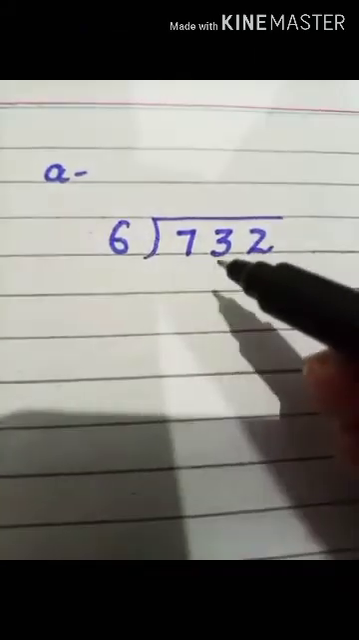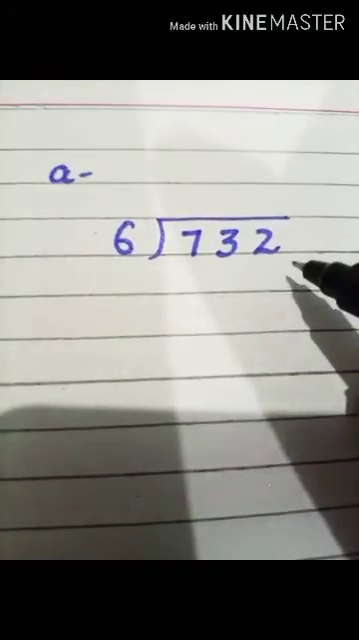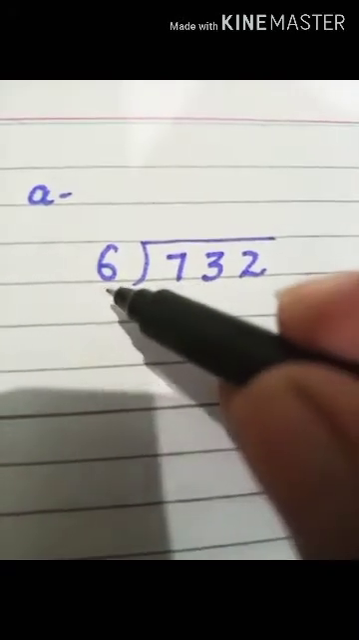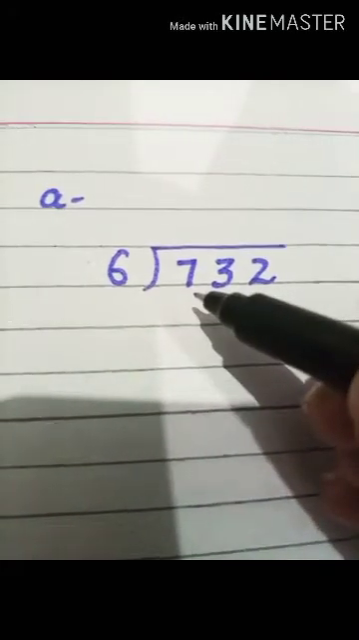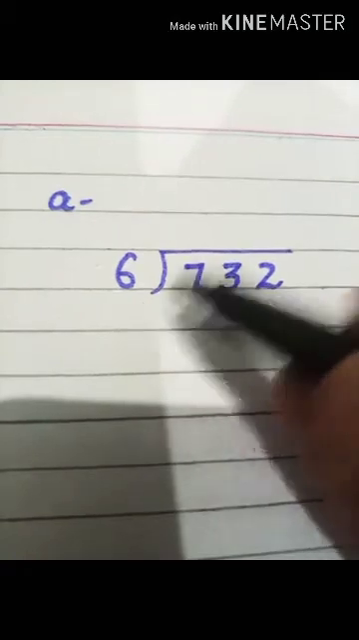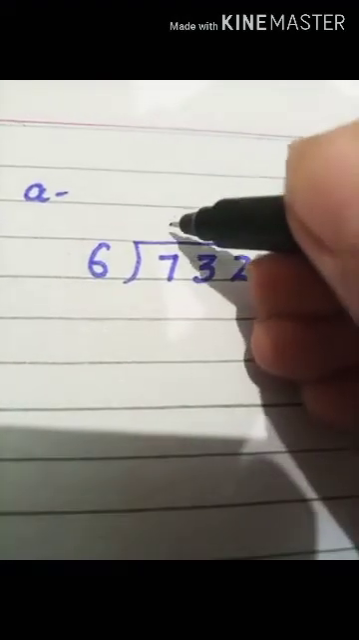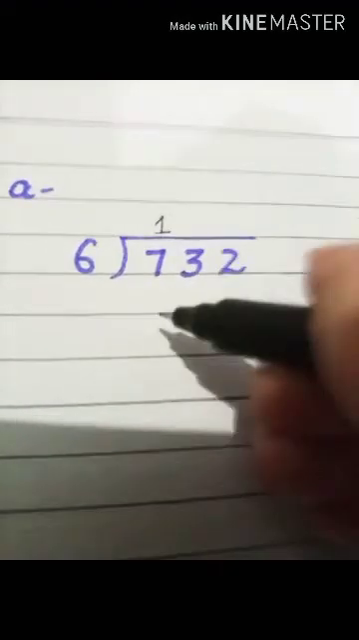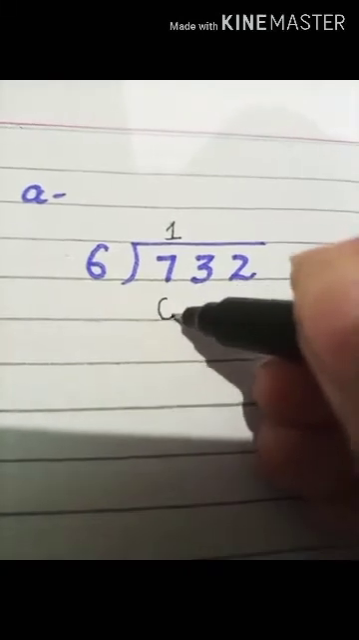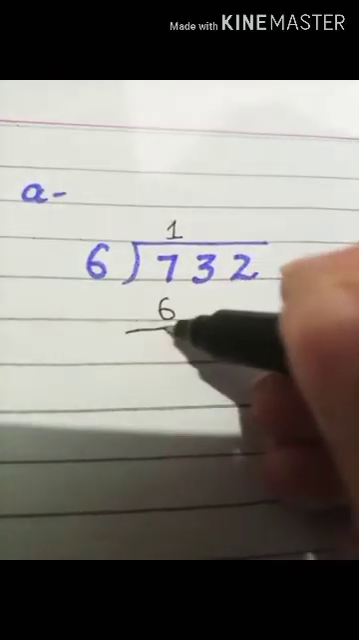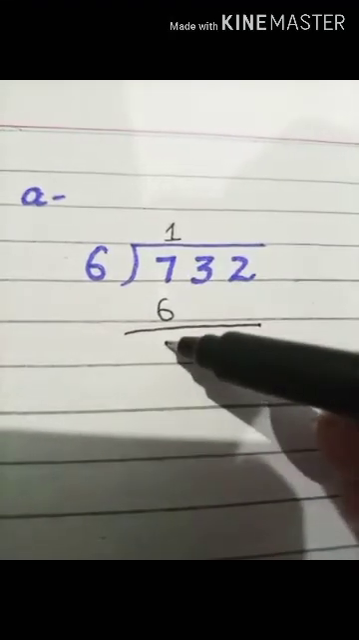So students, now let's start our first part, in which we are going to divide 732 by 6. Let's start dividing, students. Look at the first number of our dividend. This one is greater than our divisor, so we can divide it. 6 ones are 6. Here I am writing the 6 under the number 7. In the next step, that is subtraction, 7 minus 6 is 1.